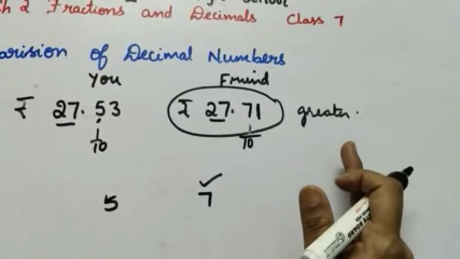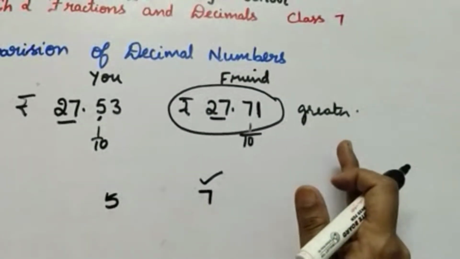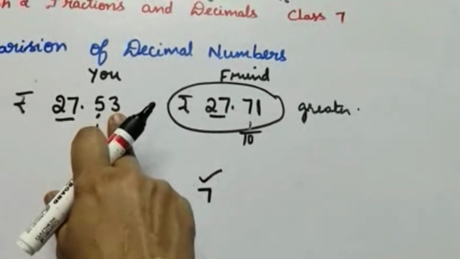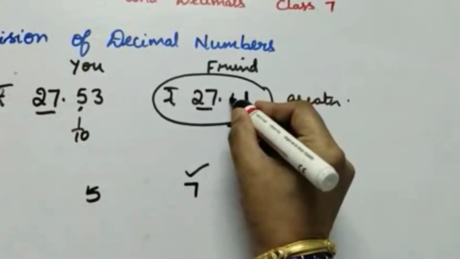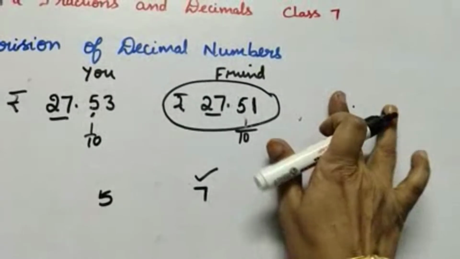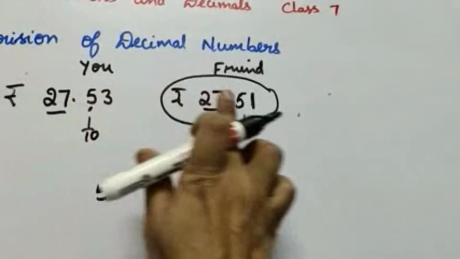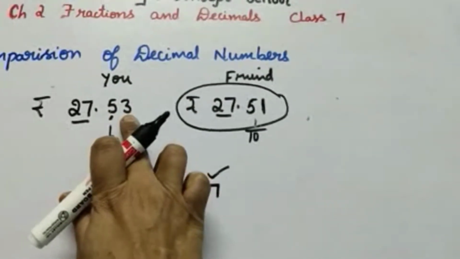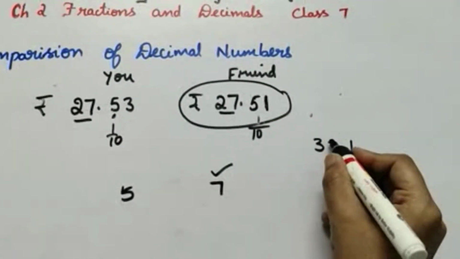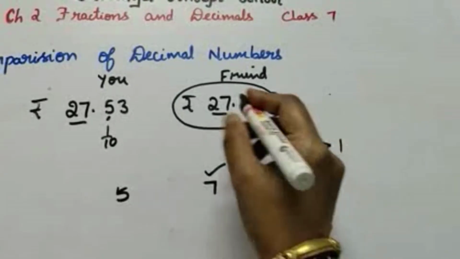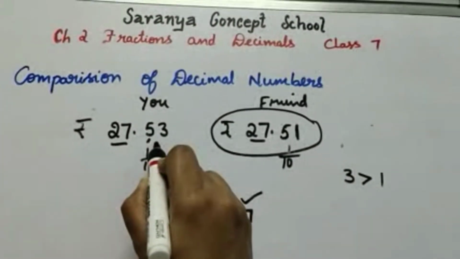Okay, in case these two numbers are also equal, then you go with the next number, that is the 1 by 100th place. So 3 here, suppose if this is 5, then which is greater? As these two digits are equal, we go with the next digit, 3 and 1. Comparing 3 and 1, which is greater? 3 is greater than 1. So then this number will be greater.